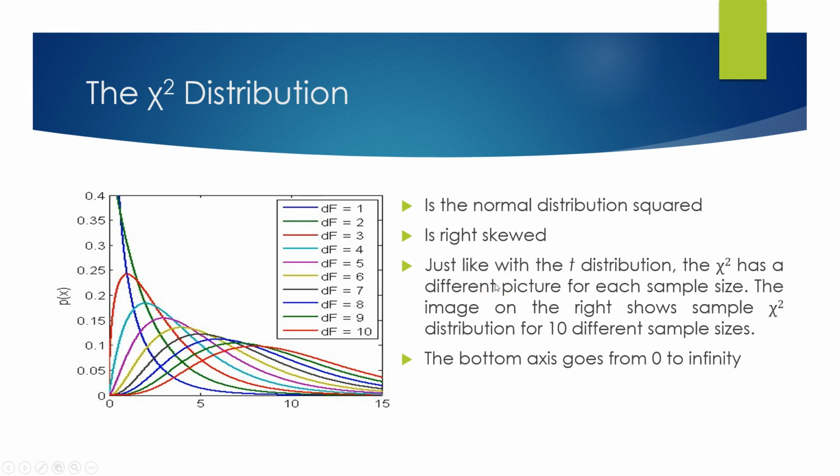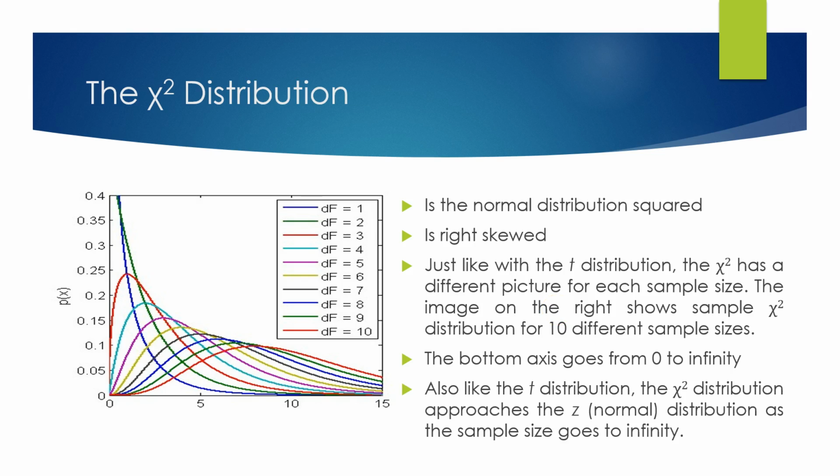So then the third bullet here: just like the t-distribution, the chi-square has a different picture for every sample size. The chi-square distribution changes a lot more than the t-distribution does. We're not going to nitpick on any of these graphs at all, but you will be responsible for the items in the bullet.